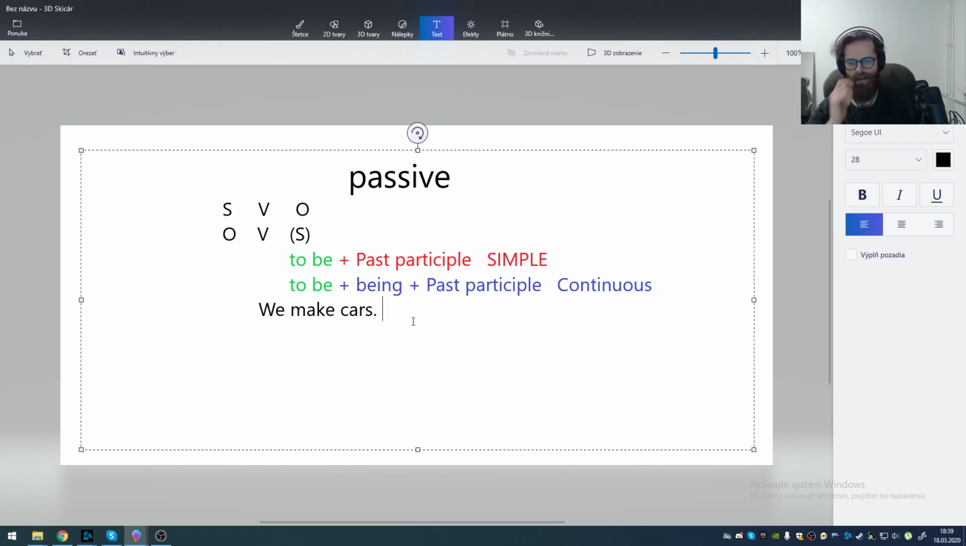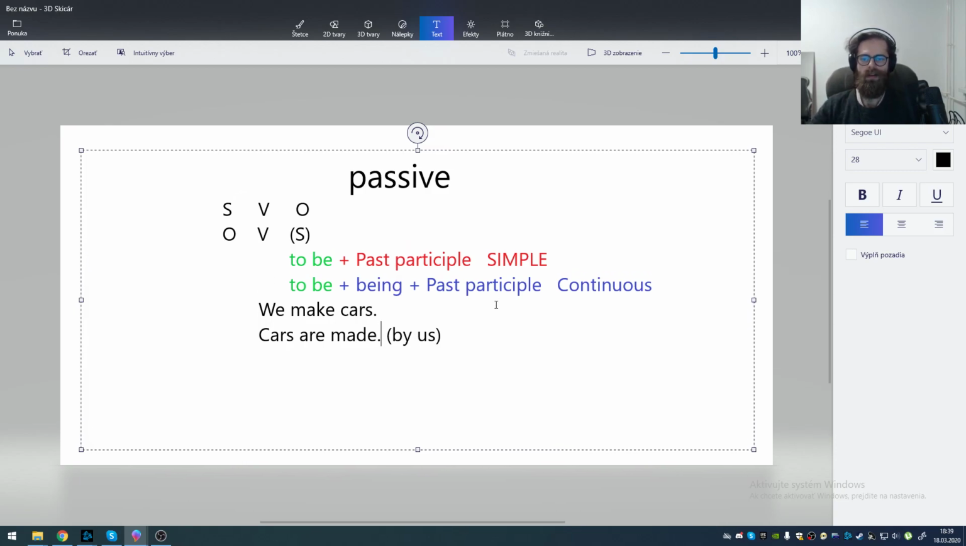We make cars. We, subject, make what? Cars, easy sentence. Now this would be the passive. Cars, that's the object. Now we have to follow this: to be and past participle. Are, that's to be. Past participle of make is made. And now I can say, if I want to, by us, but this is not important really. I'm just going to put it just like so.